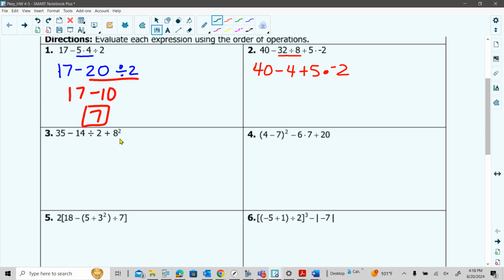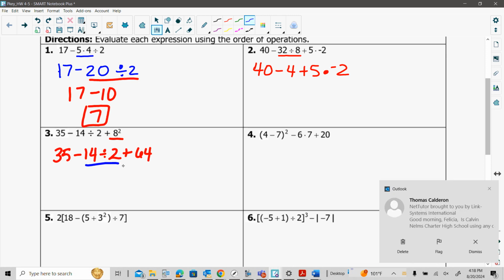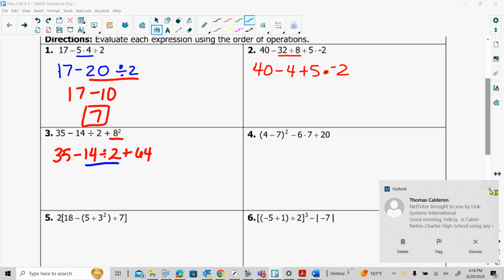Now when you get to 3, you do have an exponent. I don't think I have this written. Nope, I don't. So you would need to do this exponent first. Get 35 minus 14 divided by 2 plus 64. And then going from left to right, you would need to do the division next. This number is a number close to 100.